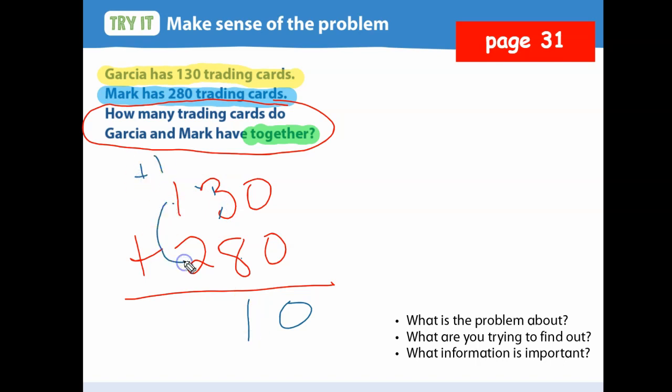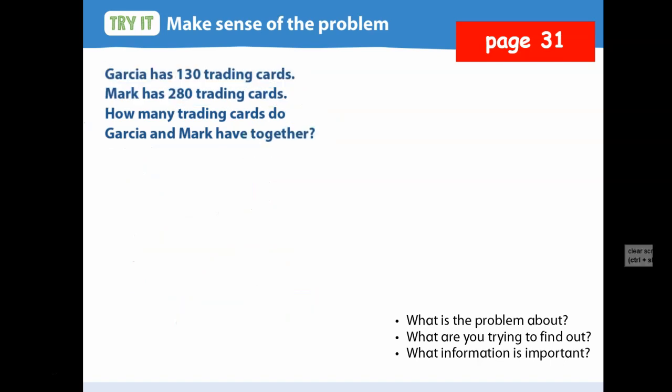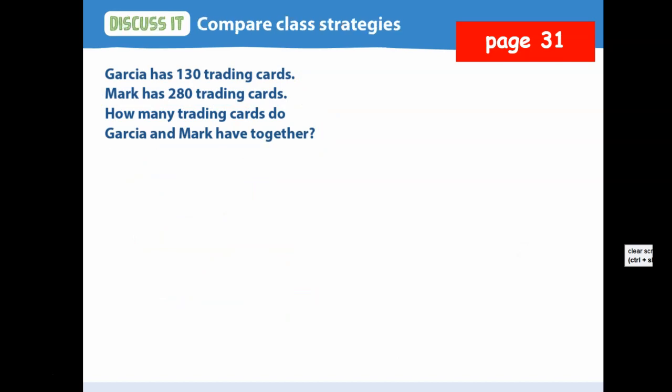So then I add 1 plus 2 is? No, wait. 1 plus 2? 3. 1 plus 2 is 3, plus the 1 that I carried? 4. Okay. Yes, I know that the hundreds column equals 4 because it's 1 plus 2. It's 4. Okay. So how many cards do they have altogether? 410. Right? Perfect. Okay.